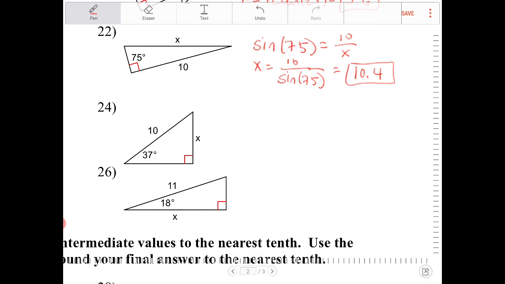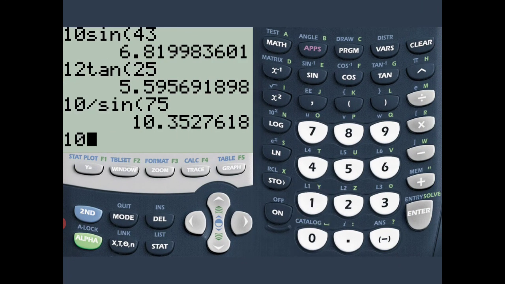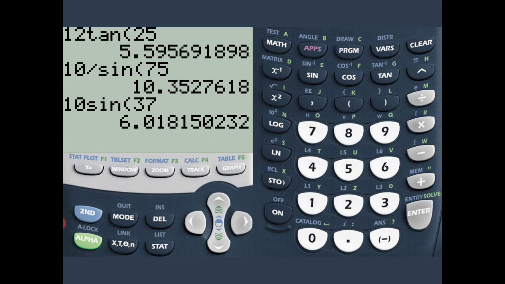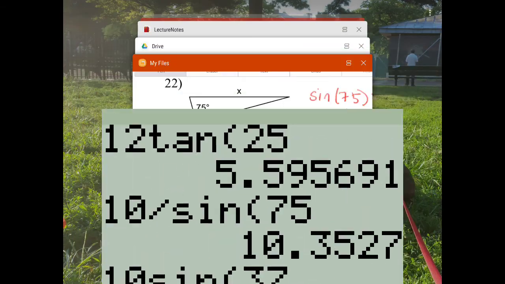X is opposite of 37 and 10 is the hypotenuse, so sine of 37 is equal to x over 10, or x is equal to 10 sine 37. Punch that into the calculator. That would be 6.02 or just 6.0.